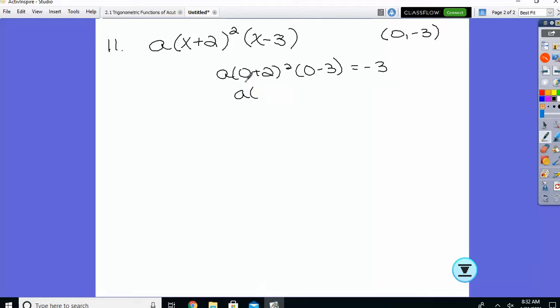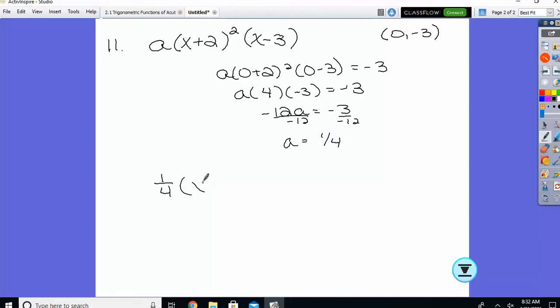So 0 plus 2 is 2, squared is 4. So I get -12a equals -3. And my a is 1/4. So your polynomial is 1/4 times (x plus 2) squared times (x minus 3).